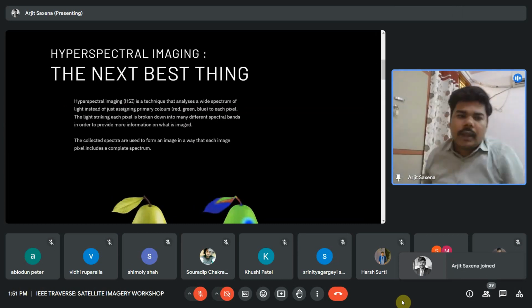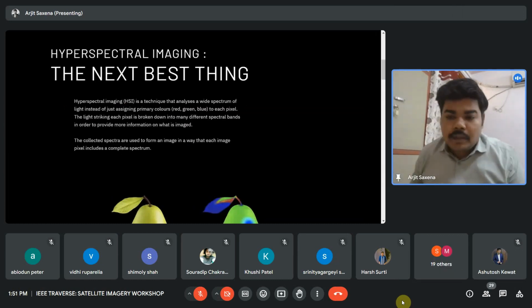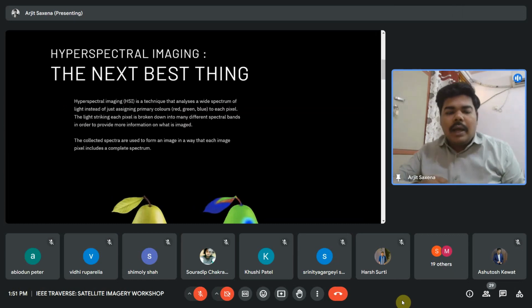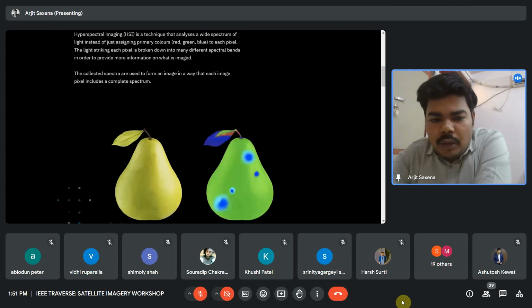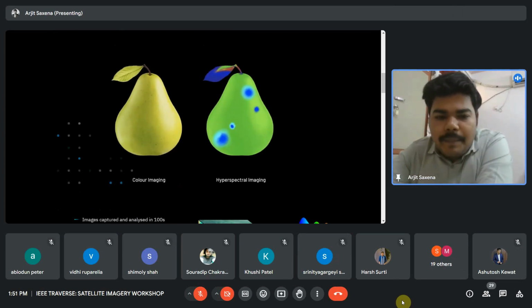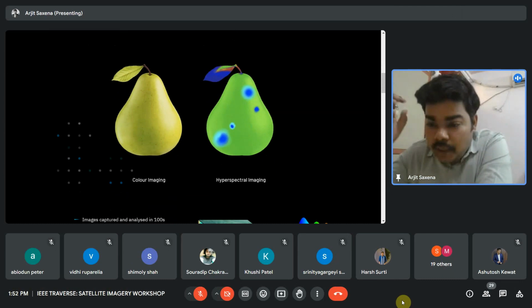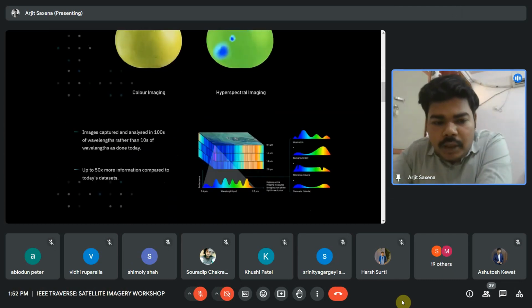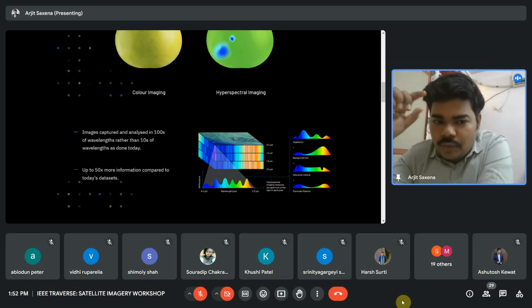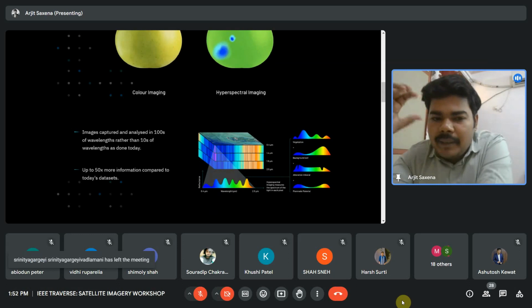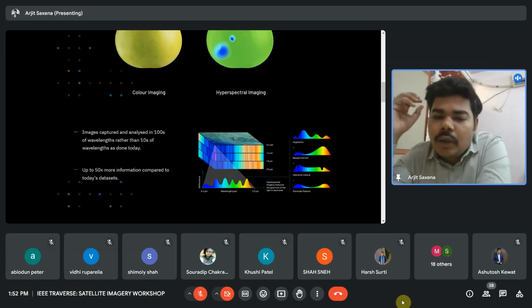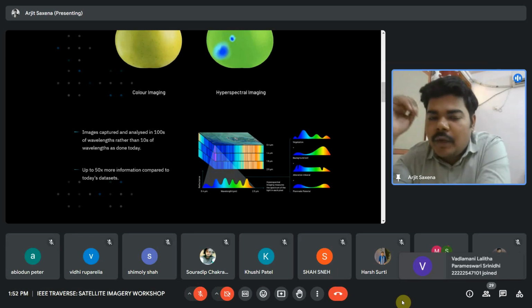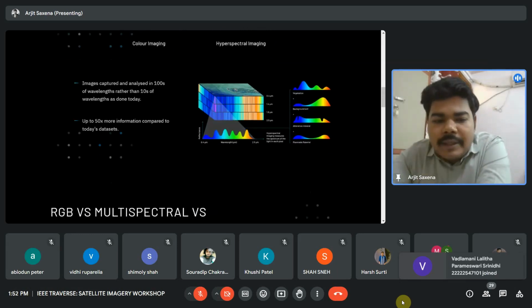Hyperspectral imaging is one of the best technologies which we have today. Generally we deal with RGB, red, green, and blue colors. But hyperspectral imaging goes in a much deeper way. In general you are capturing data in just 3, 4, or 5 frames, but hyperspectral imaging gives you hundreds of frames of a particular image, so you can study it in depth.